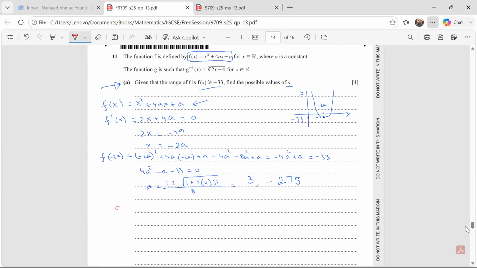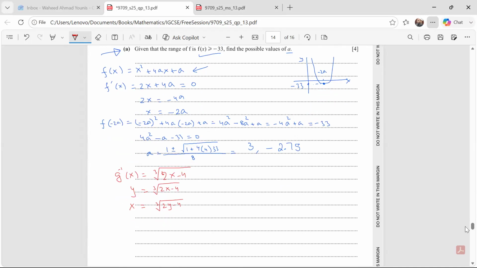Yes, we are given that g inverse of x is equal to the cubic root of 2x minus 4, right? So this is an inverse function. First of all, I would like to know the actual function. So this function is y equals the cubic root of 2x minus 4. In order to find the inverse function, I replace x and y. This is going to be x equals the cubic root of 2y minus 4.